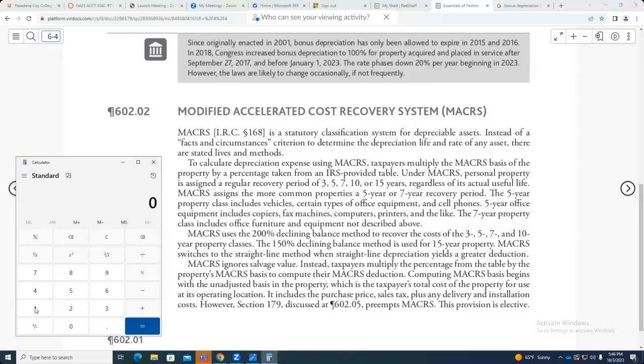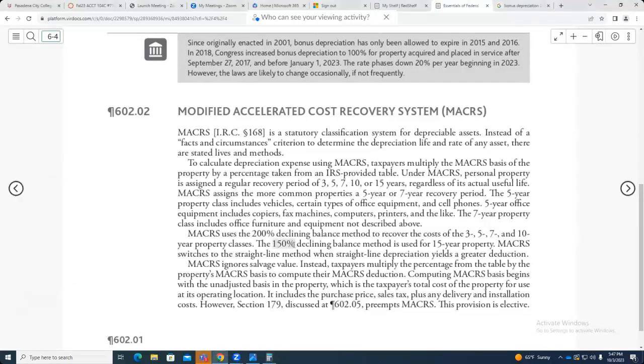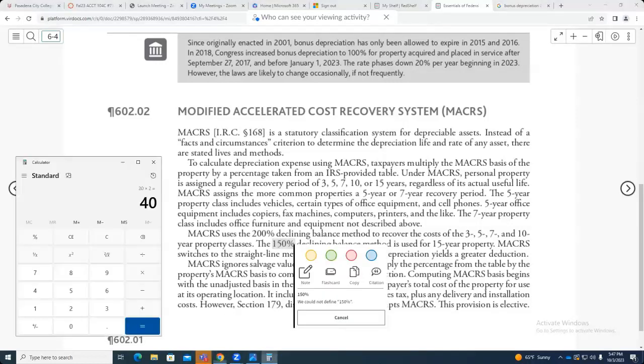Okay, so here you say 100% of your equipment divided by 5 years useful life equals 20%. 20% is the straight line depreciation, but if you want 200% accelerated depreciation, you multiply that by 2. If it says 150% declining, you see here it says 150%, then you multiply that by 1.5.